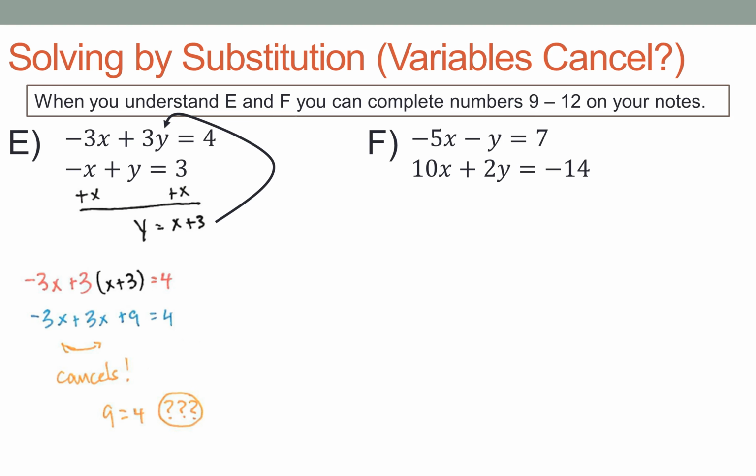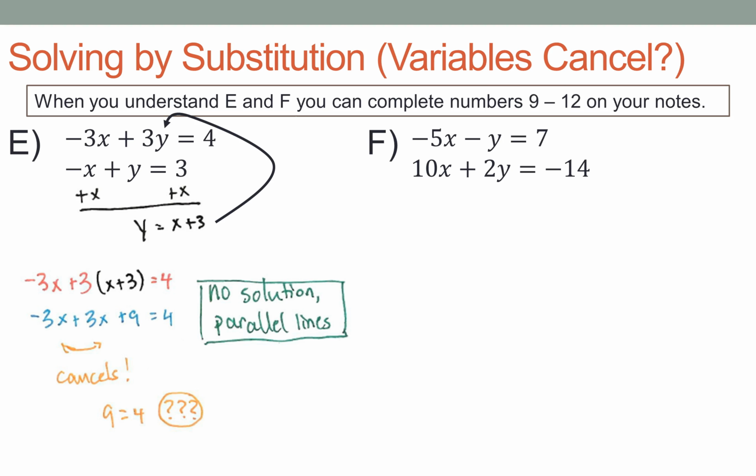If you said no, you're right. 9 does not equal 4. That means there's no solution. These lines are actually parallel lines. They're parallel lines with a different y-intercept. So that means the parallel lines, they never touch. So there's no solution to this system of equations because the system of equations is solved where they intersect. Parallel lines don't intersect. Unless maybe F.